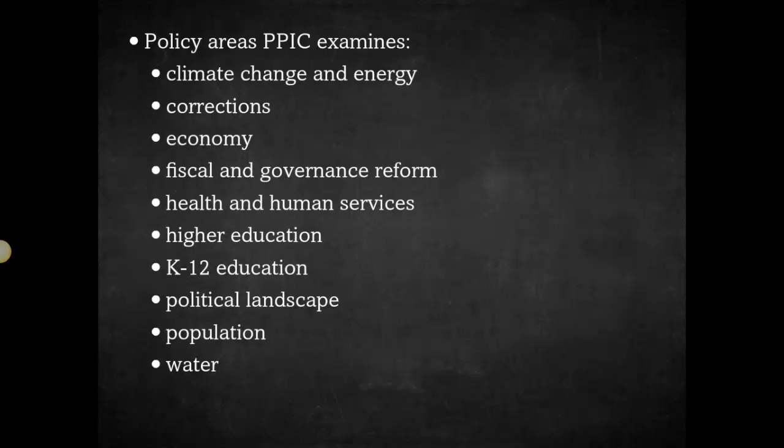The PPIC looks at 10 different policy areas, including climate change, corrections, economy, governance reform, health and human services, higher ed, K-12 education, the political landscape, the population, and the water of California.